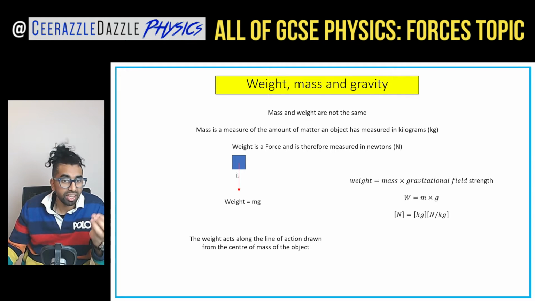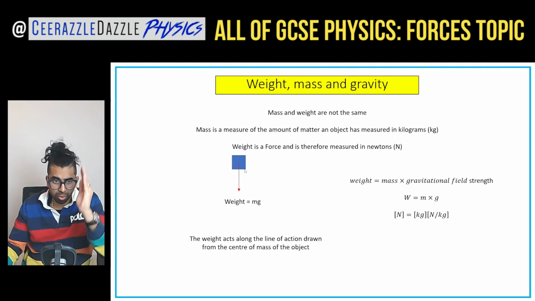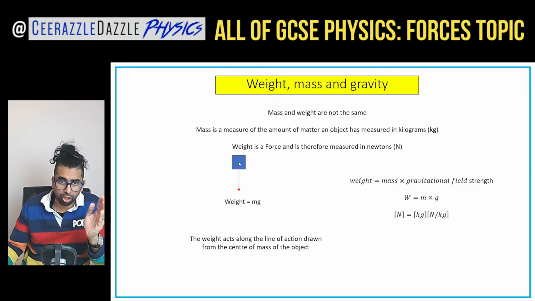And over here you can see I've got an object, and the weight's acting downwards right through the center. The weight acts along the line of action drawn from the center of mass of the object. That simply means that the weight is going to act downwards from the center of the object over here.